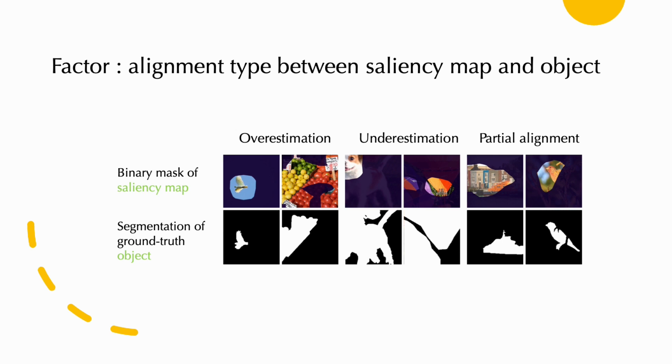Alignment type is another factor that we believe impacts human perception of alignment. We binarize the saliency map using an appropriate threshold and classify the alignment relationship between the binarized saliency map and the object into three types: overestimation, underestimation, and partial alignment, where overestimation refers to the binarized saliency map fully covering the object and even covering more than the object. The rest can be done in the same manner.